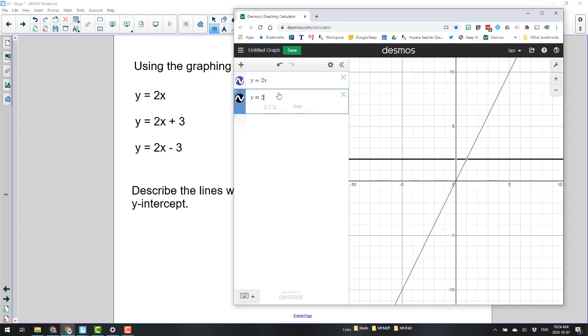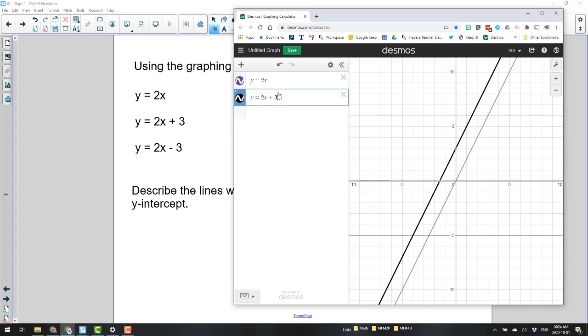Now let's do y equals 2x plus 3. What happened? Well, that line you can see is parallel to the first one. It's equally steep, but it's just a little bit higher up. It's been shifted upwards. We can see our y-intercept here is 3.